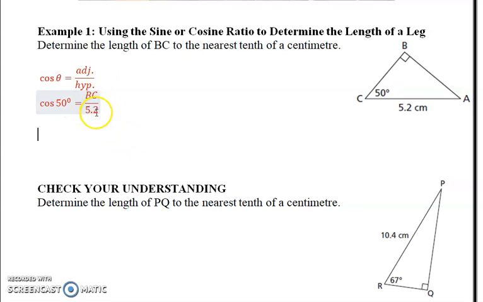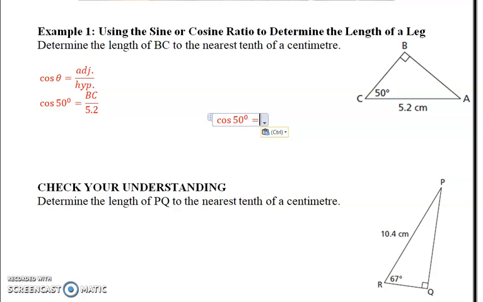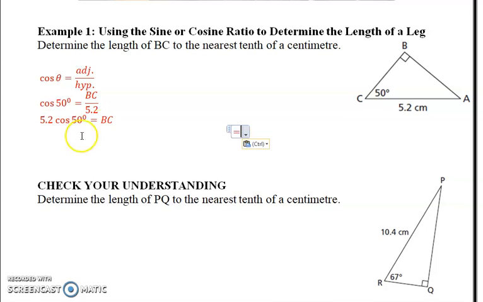So in order to solve for this, we have to multiply both sides here by 5.2. That's going to give us 5.2 multiplied by the cos of 50 degrees, and that's going to equal the line segment BC. And that's really all there is to it. So now we just have to plug it into our calculator. I'm just going to put BC on this side, not that it makes a difference.